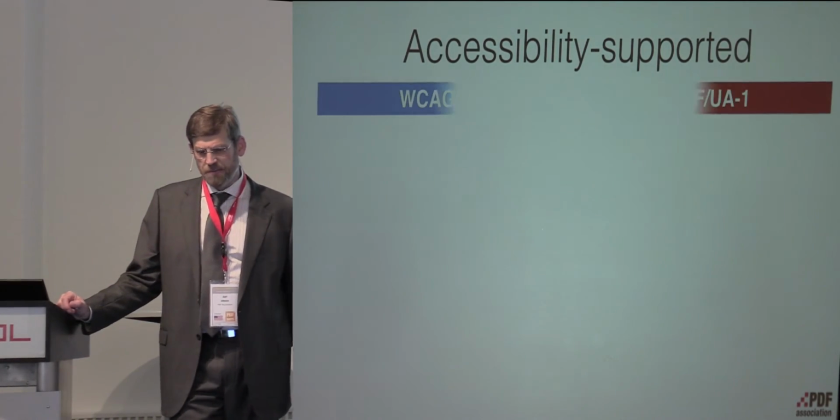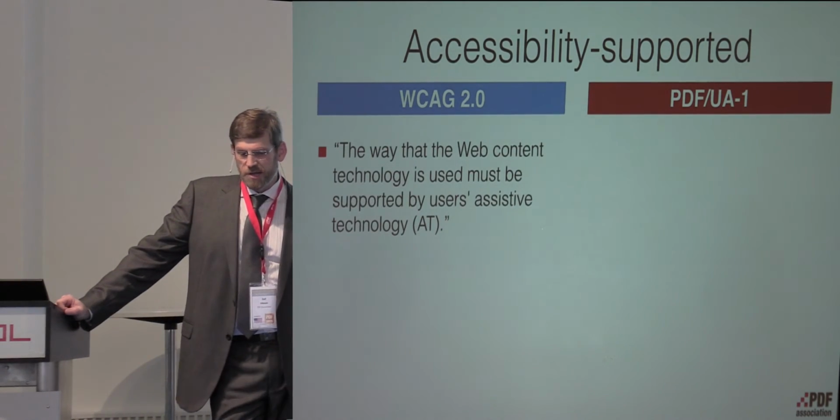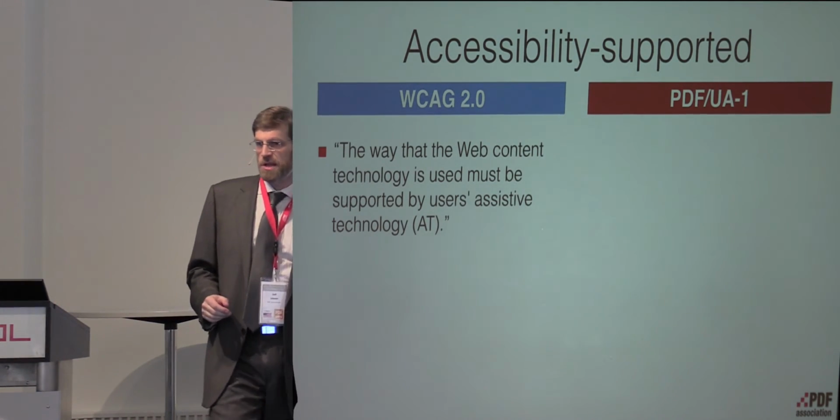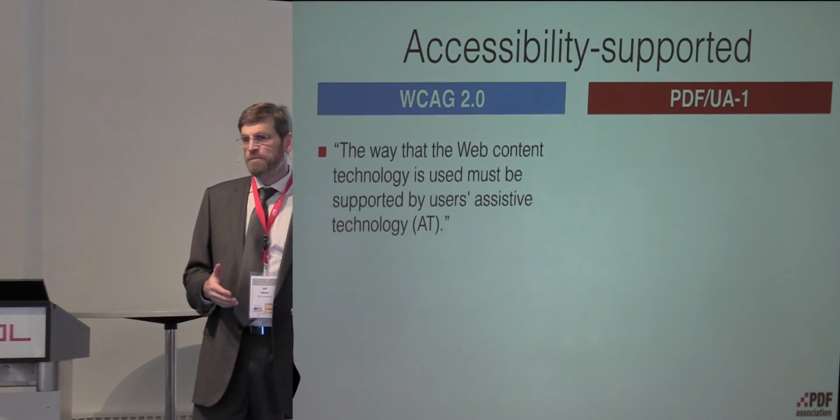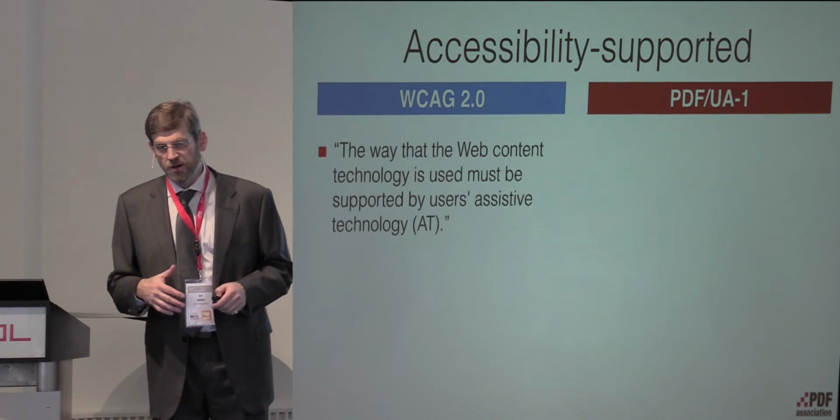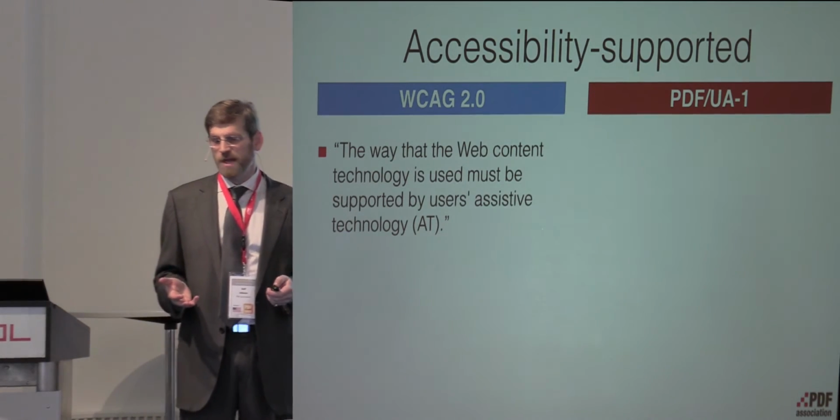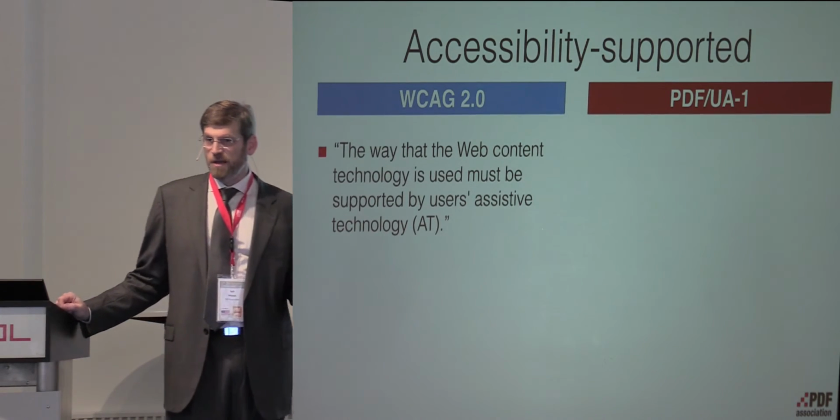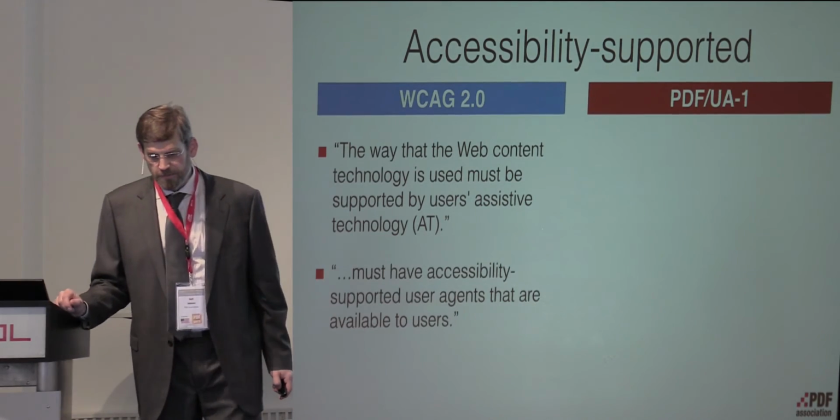So what is accessibility supported? In WCAG 2.0, they define the concept as the way in which the web technology is used must be supported by users' assistive technology. It makes a great deal of sense on a number of different levels. If you produce a document that you'd like to assert conforms to WCAG 2.0, but there's no software out there to actually be able to deal with the techniques that you use to make it conform, then it really can't be claimed to be WCAG conforming because it's not so-called accessibility supported.